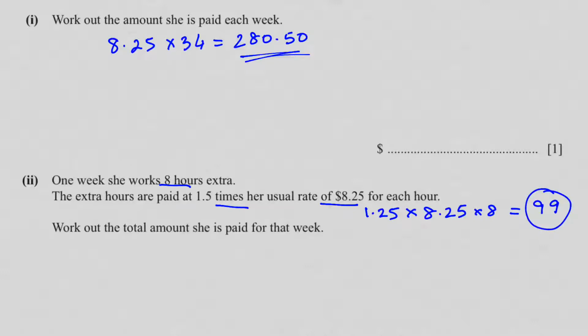And we already know from the previous question that her usual amount is 280.50. So 280.50 plus 99 will give us $379.50.